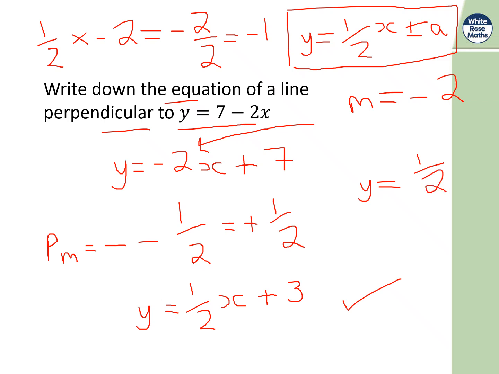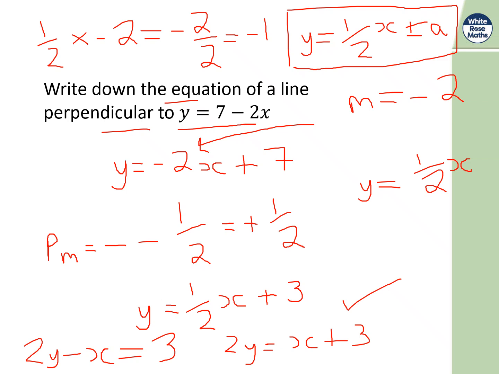Now, as we move on to A-level maths and beyond, it might not always be written in this format. So just bear that in mind. It might be written in a different format. For example, if I times everything by 2, I have 2y equals x plus 6. If I subtract x on both sides, you might see me also write it as 2y minus x equals 6, or even 2y minus x minus 6 equals 0.